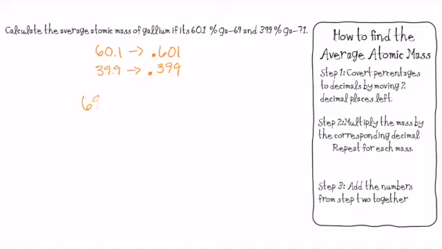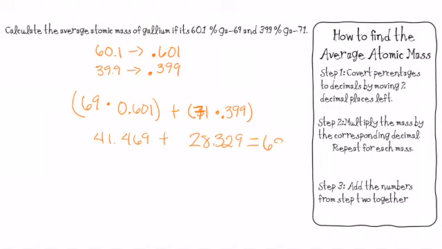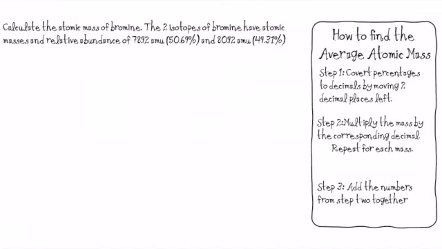So gallium-69 times 0.601 and gallium-71 times 0.399. Then we add those together. So our average atomic mass is 69.798.